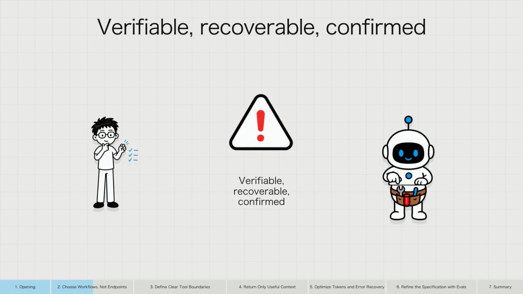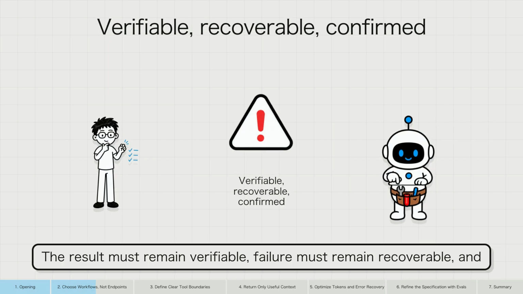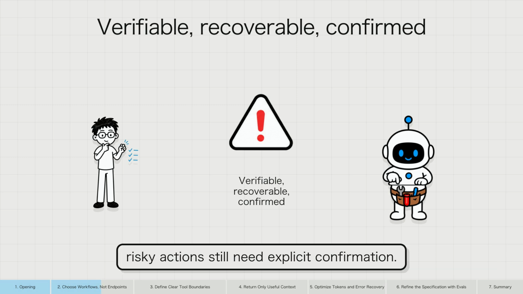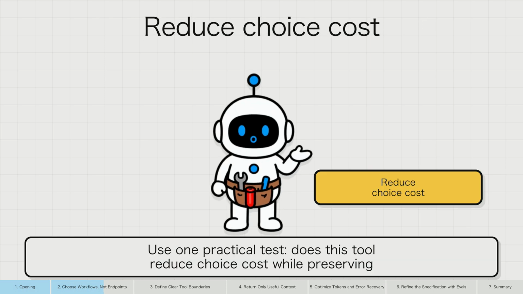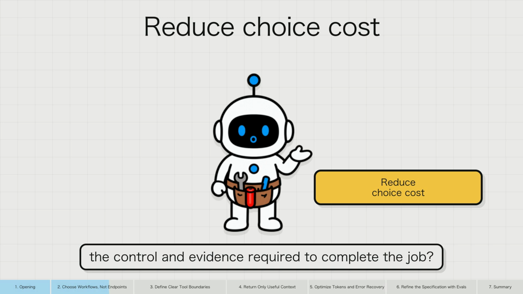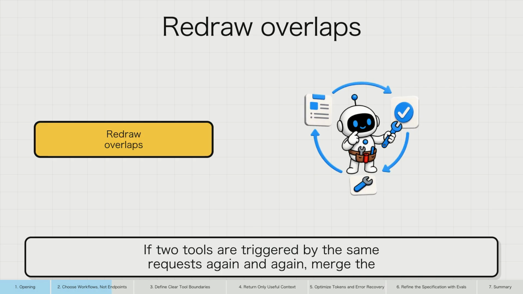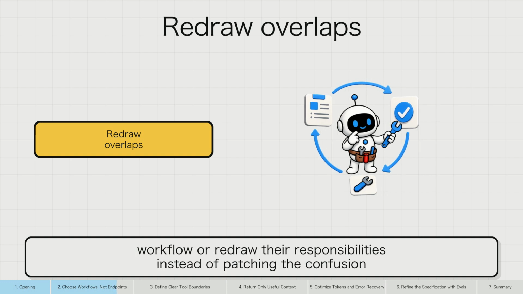This does not mean making every tool enormous. The result must remain verifiable, failure must remain recoverable, and risky actions still need explicit confirmation. Use one practical test. Does this tool reduce choice cost while preserving the control and evidence required to complete the job? If two tools are triggered by the same requests again and again, merge the workflow or redraw their responsibilities instead of patching the confusion with a longer prompt.